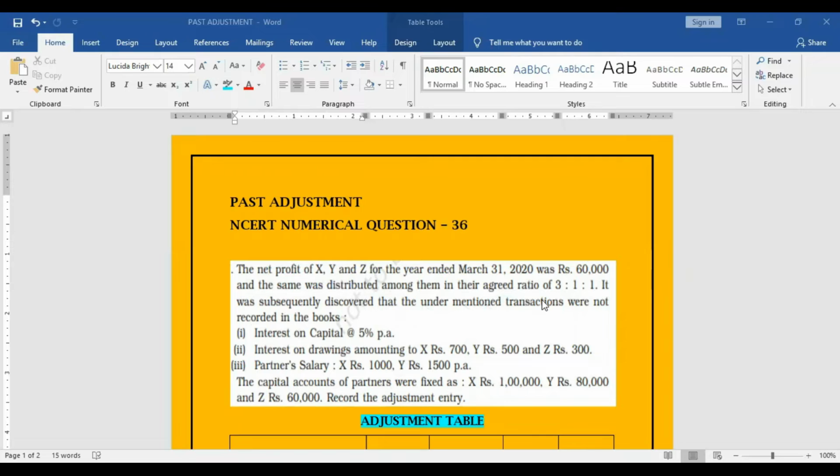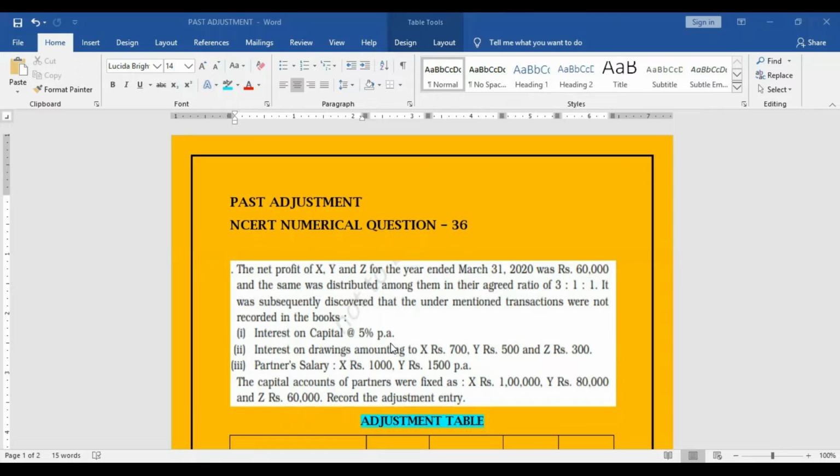The question gives the detail that as per 31st March 2020, X, Y, Z earned a profit of 60,000. The same was distributed among them in the ratio of 3:1:1. It was subsequently discovered that the undermentioned transactions were not recorded in the books. So there are three transactions that were omitted.